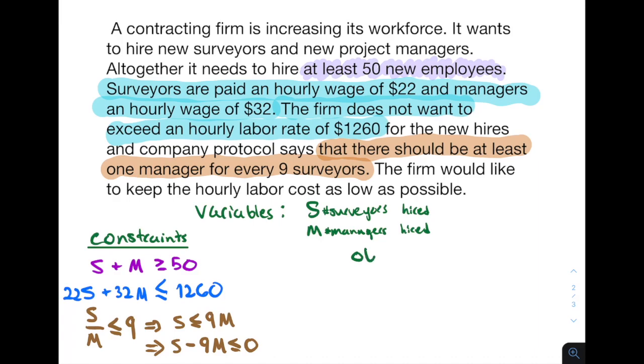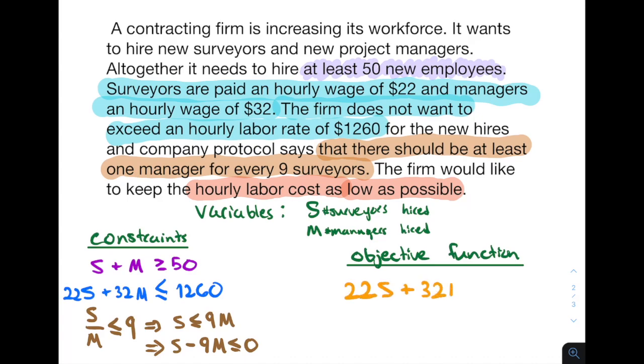Lastly, we should be able to identify what our objective function is. Our objective function should be the thing that we're trying to maximize or minimize. The keyword "low as possible" tells us that we're trying to minimize something, and what we're trying to minimize is the hourly labor cost. Because we've already calculated before what our hourly labor cost is, all we have to do is write it down again. And we should write down what we're trying to do with this. We want to minimize this.